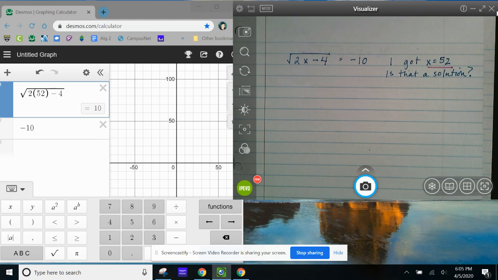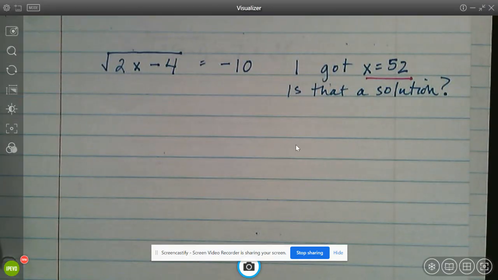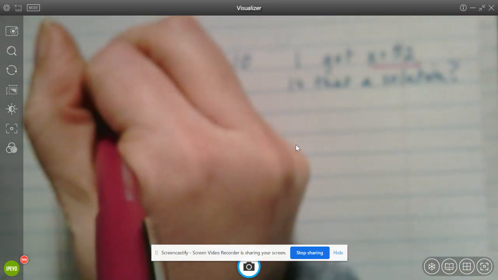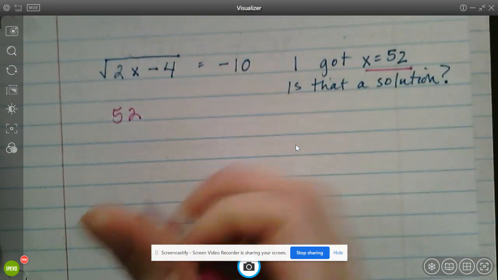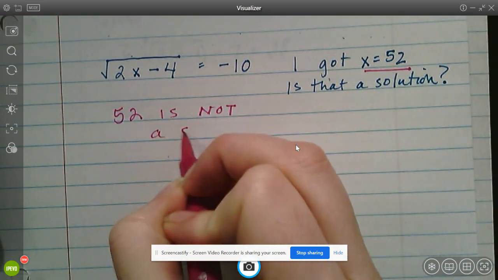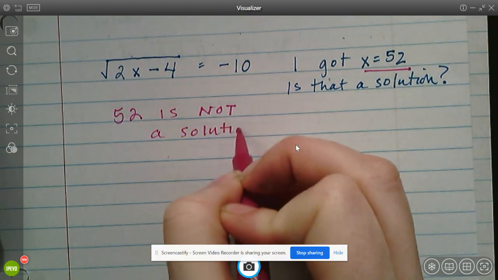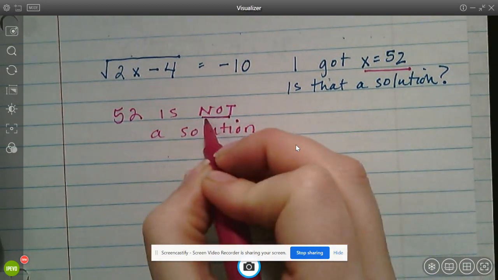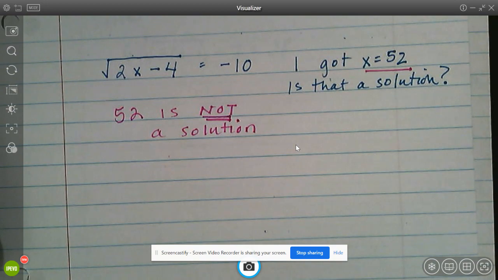So what does that mean? That means that although you could get the answer 52 by doing it algebraically, 52 is not a solution. It is not a solution because it did not make the equation true when I subbed it in. That's really important.